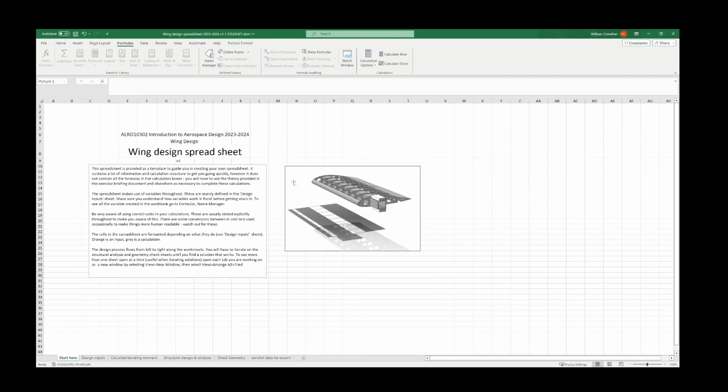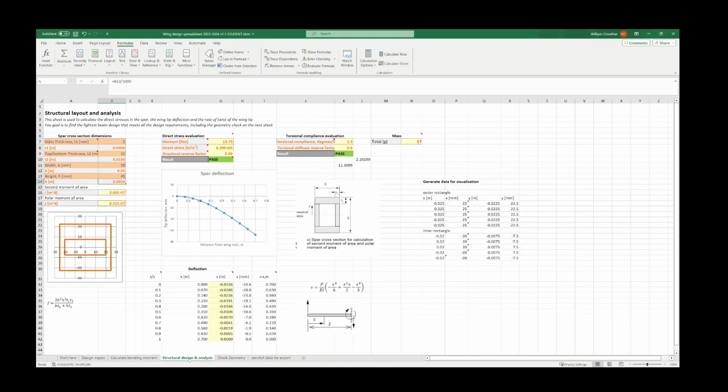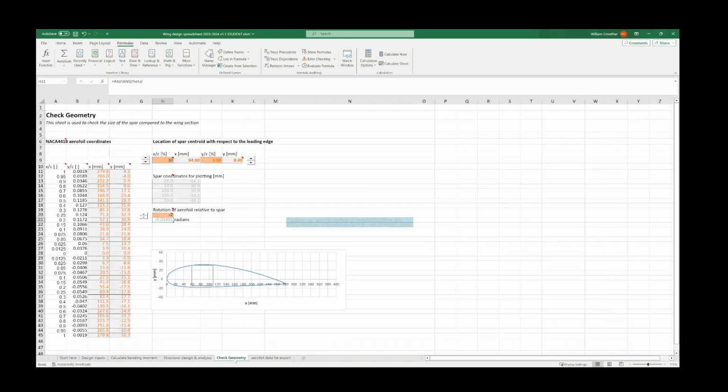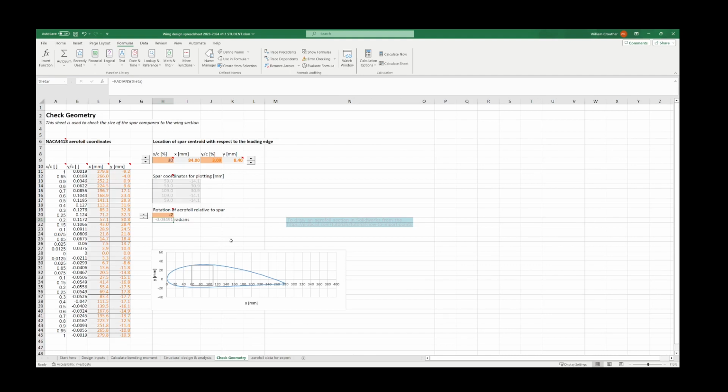Okay, so that wraps up this brief tutorial on how to use the Excel design spreadsheet. So we've seen there's a flow of information that goes from your design inputs, bit of modeling, bit of design, bit of checking everything fits, going back, redesigning it, checking it fits and so on, checking it passes all the time, trying to minimize the mass of the thing you're designing, and lastly exporting this geometry so you can draw it up in SolidWorks.